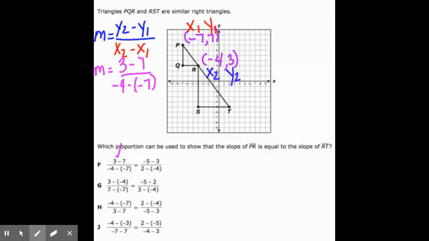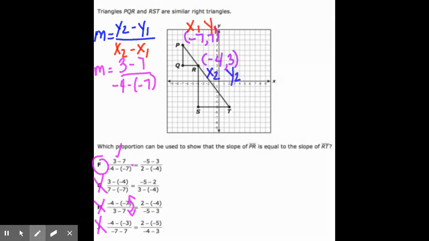This one says 3 minus -4. So it looks like, unfortunately, they just did Y2 minus X2. So we can eliminate G. H says -4 minus -7. All right, so they actually did X2 minus X1 on the top. So they flipped those. So we can eliminate that one. And then the last one has -4 minus -3 over -7 minus 7. All right, so it looks like they even got the sign wrong on that last one. All right, so there is only one answer choice that will show that correct setup.